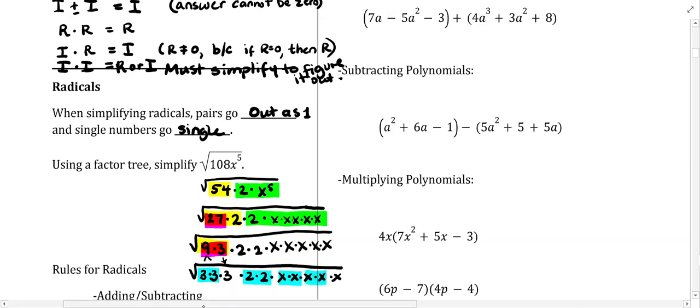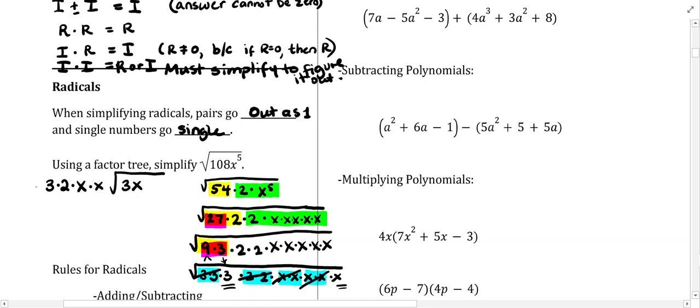Okay. So this pair of 3's is going to go out as a single 3. This pair of 2's is going to go out as a single 2. Notice that I'm putting my little multiplication symbols. This pair of x's is going to go out as a single x. And this other pair of x's is also going to come out as a single x. And what's left inside? Inside is going to be a 3 and an x.